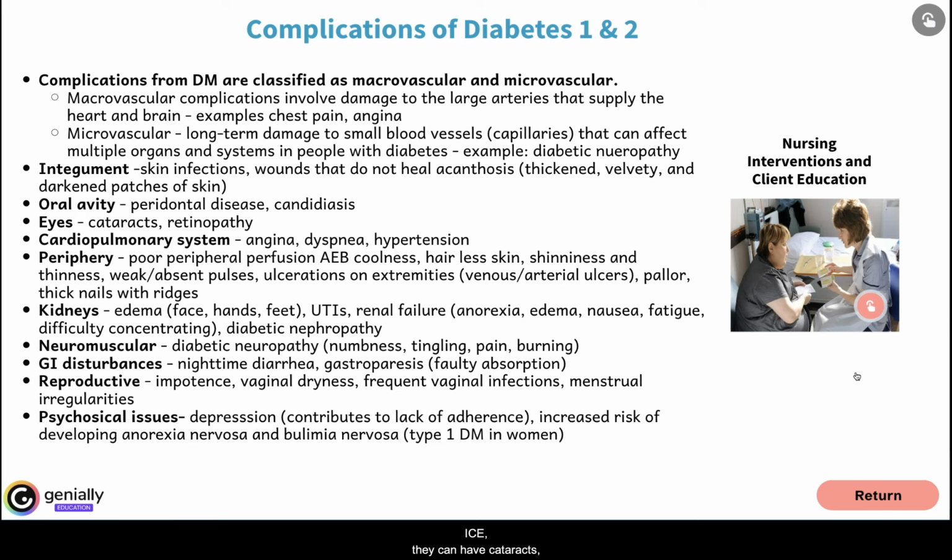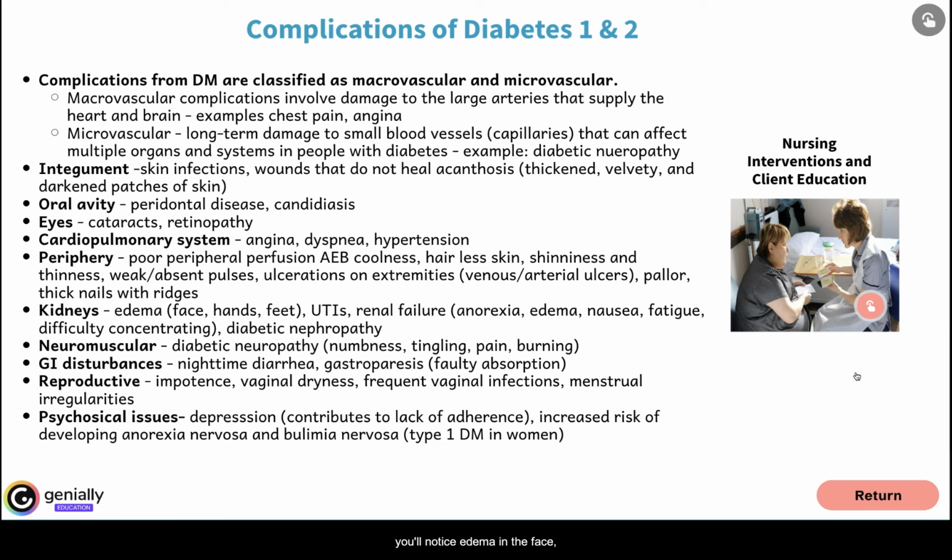Eyes, they can have cataracts, retinopathy. In the cardiopulmonary system, angina, shortness of breath, hypertension. Periphery, poor peripheral perfusion, as evidenced by coolness at the extremities. The extremities feel cold. They have hairless skin, shininess and thinness of the skin, weak or absent pulses, ulceration on the extremities. You have venous and arterial ulcers that develop in your lower extremities. Pallor, you see thick nails with ridges.